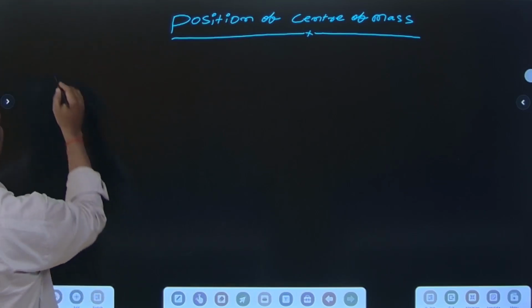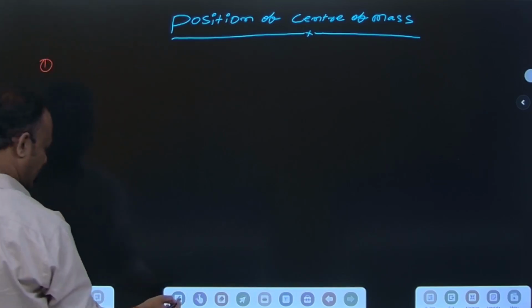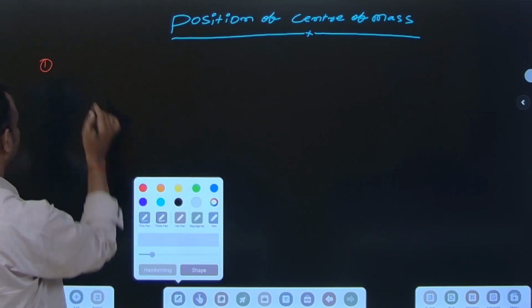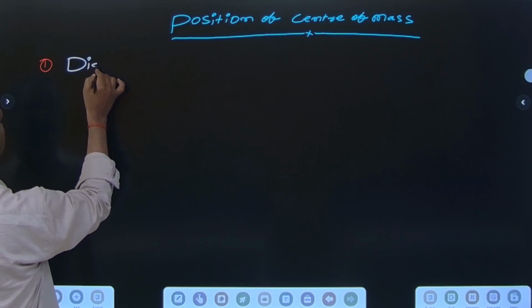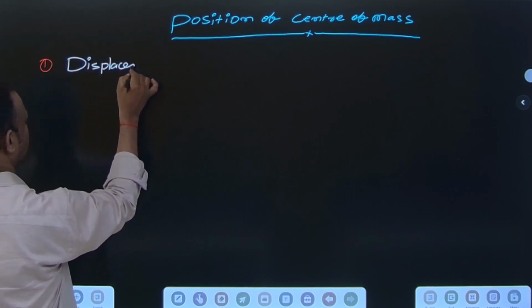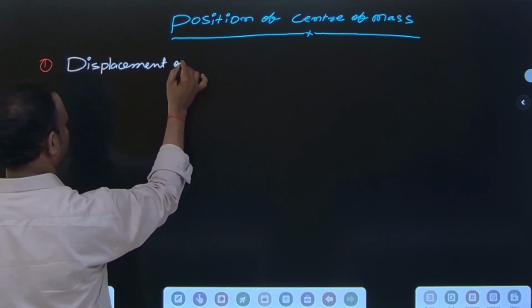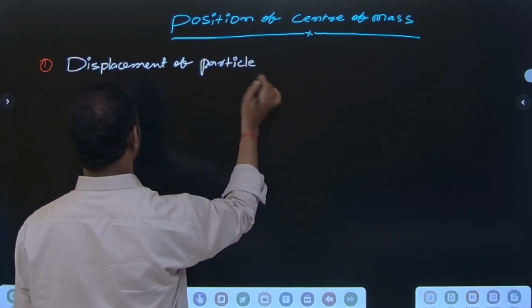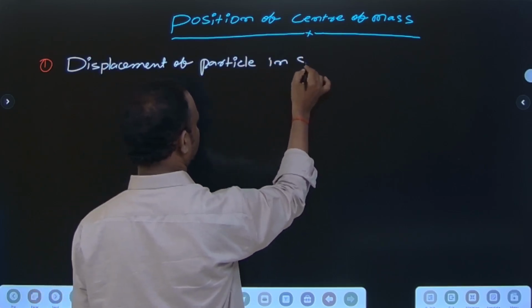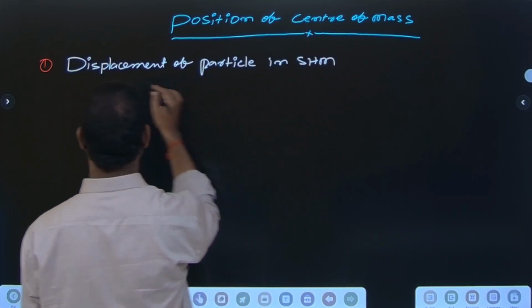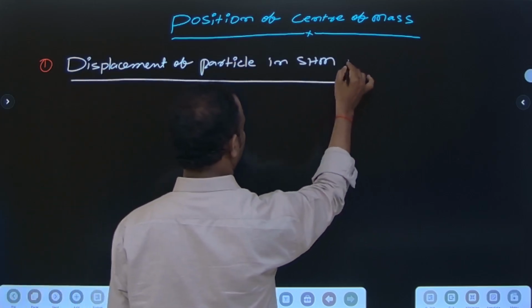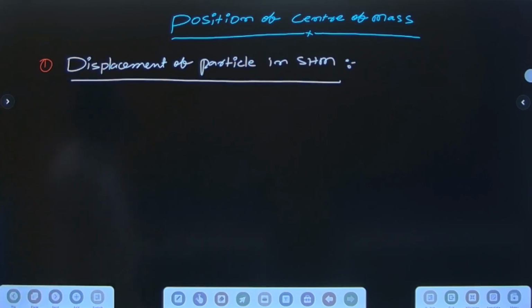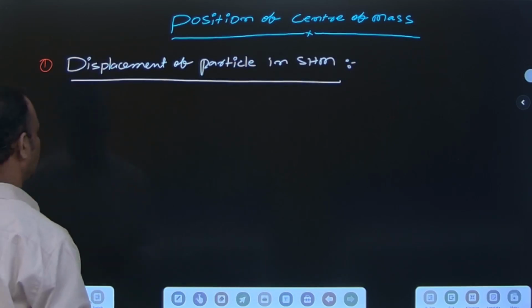So, first, the displacement of a particle in SHM, simple harmonic motion. You can continue writing this: displacement of particle in SHM.